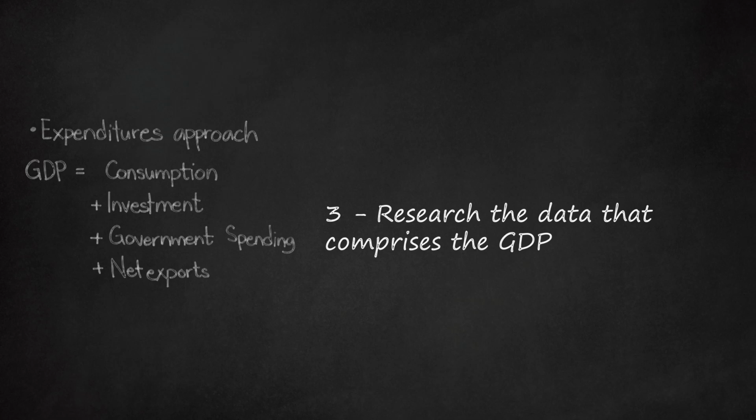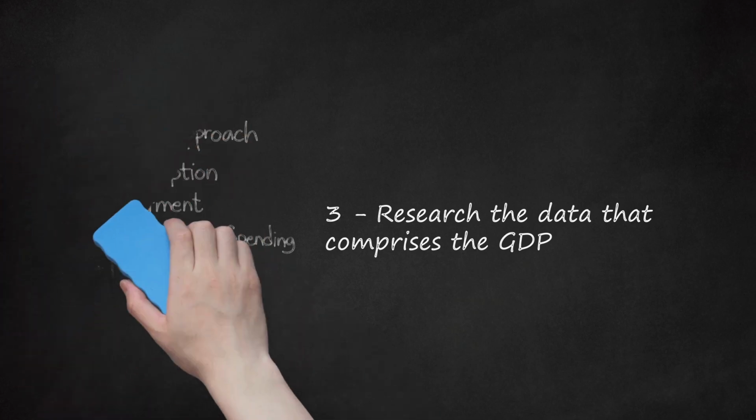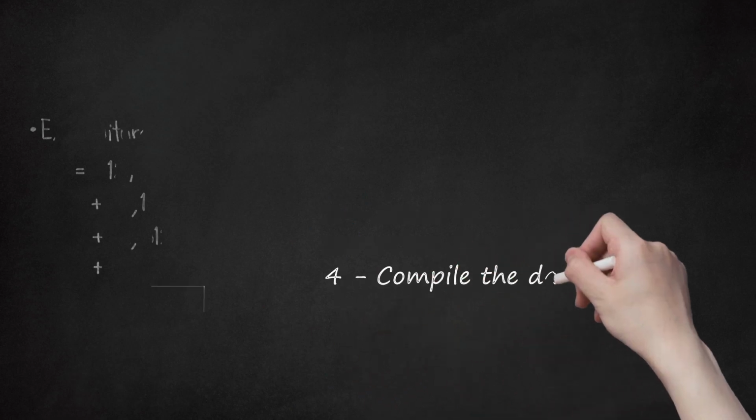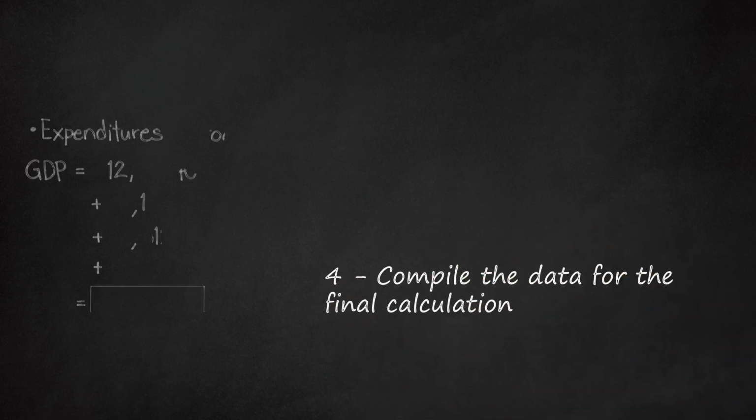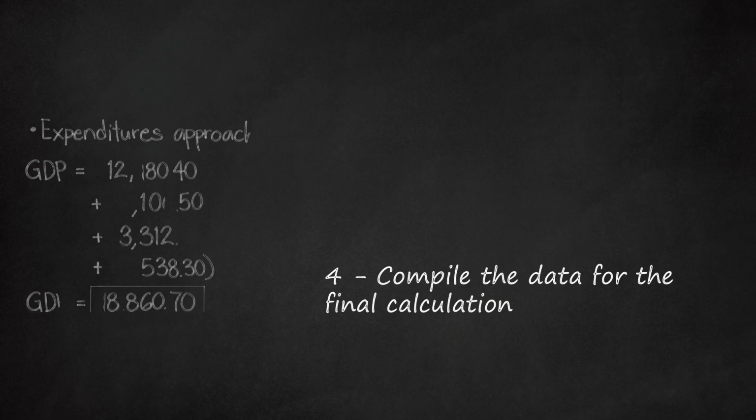Net exports. Some formulas for GDP include a single term of net exports, while others will incorporate 2 terms, exports and imports. As long as both are included, the result will be the same. The calculation is to add all exports to the GDP and deduct the value of all imports. The net is the positive growth for the GDP. 4. Compile the data for the final calculation. The GDP, in basic terms, is the sum of the data that you calculated in the preceding step. When all the portions are determined, they are added to provide the final result.